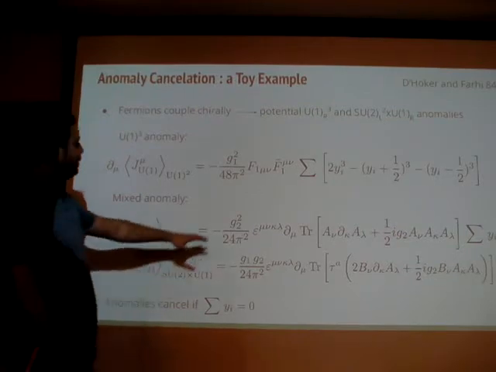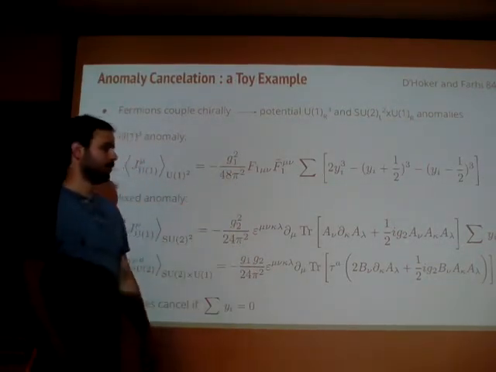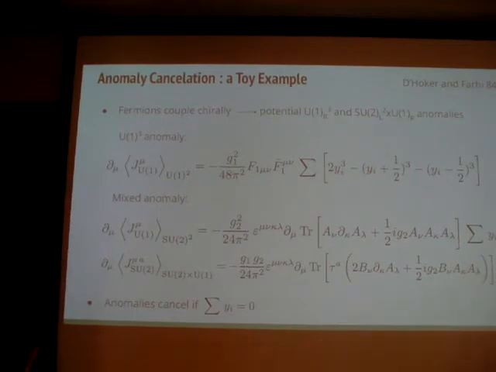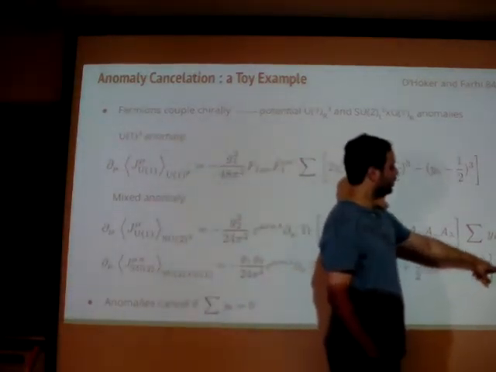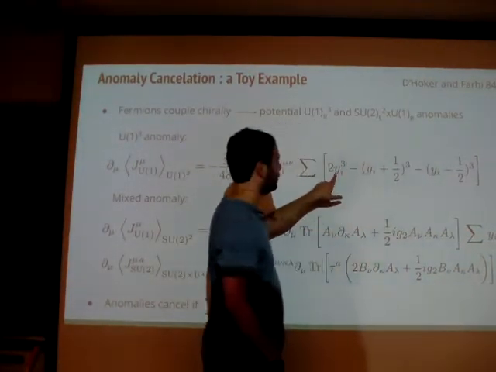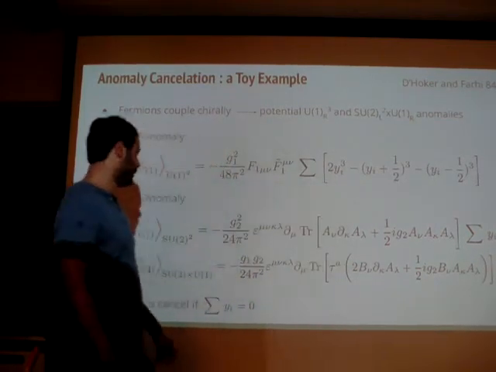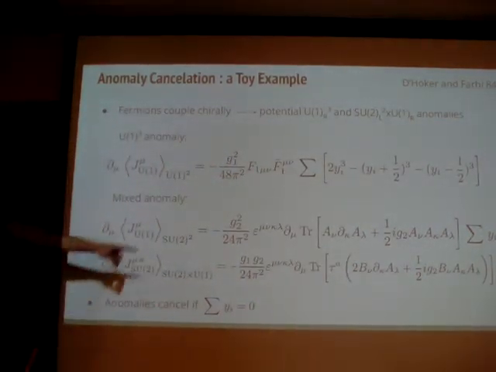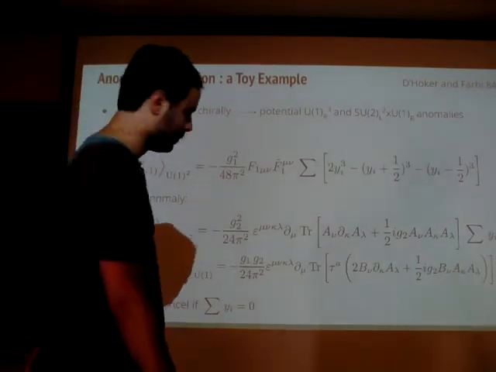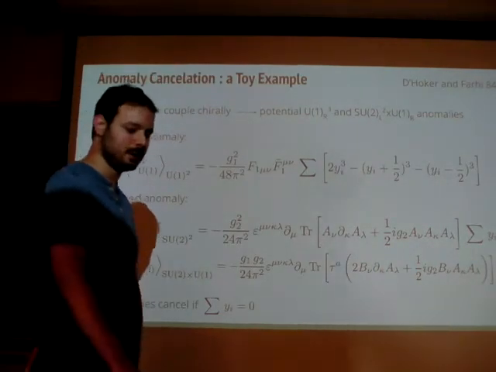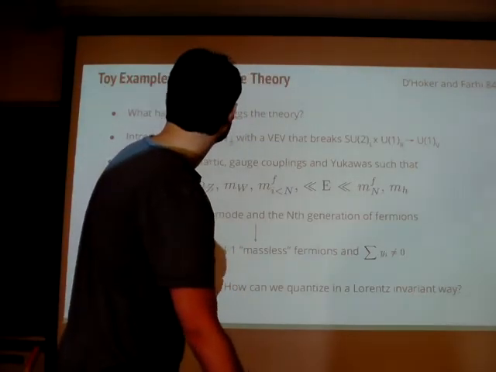We can simply calculate the anomalies using the Fujikawa method or triangle diagrams, you name it. And we see that these are the expressions for the non-conservation of the currents. Note that we want this to be zero because if it couples to a gauge boson, the divergence of the current better be zero. Note that we have a contribution from all the generations of the fermions. Specifically, you can check that all the anomalies cancel if the sum of all the charges is zero. If we impose this constraint, this theory is anomaly free, and it's not sick.